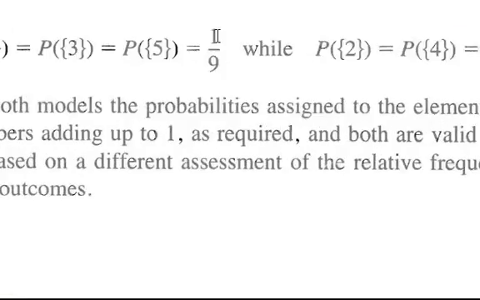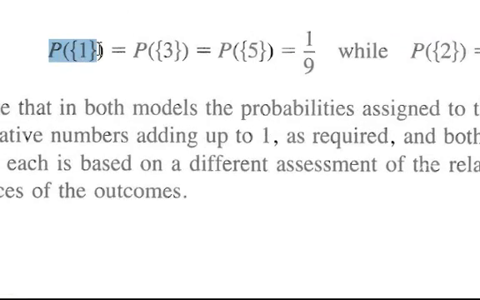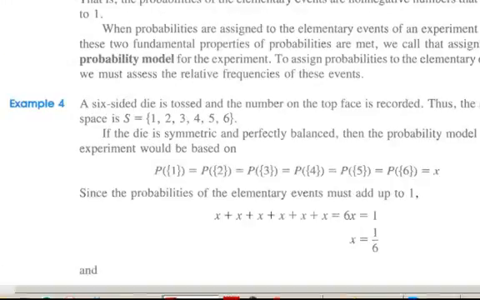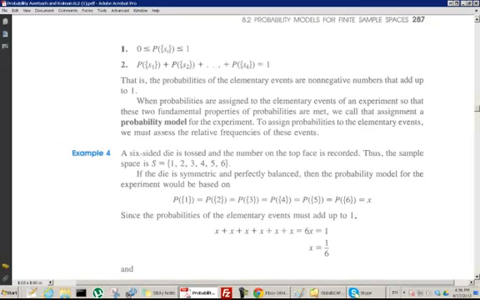Like, I couldn't assign the probability of this to be equal to 20, right? Why? Because we said that they have to satisfy these two conditions. First of all, they have to be between 0 and 1, so 20 is not between 0 and 1, so that's already not good. And also they have to sum up to 1. But as long as they satisfy these two conditions, we'll call it a valid probability model.